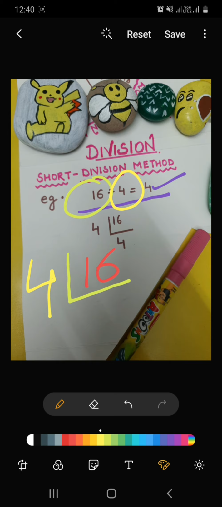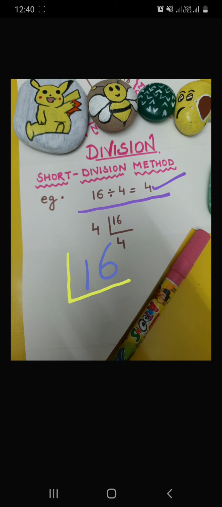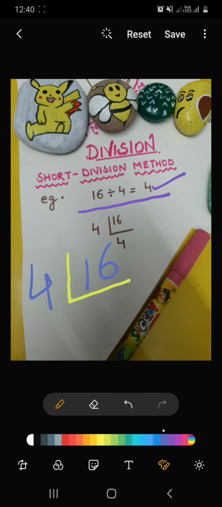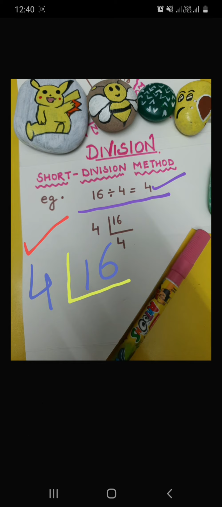And how we got this answer, it is a question. So how we got that answer, 16 we will write here and 4 we will write here. So what we have to do is we have to read the table of this 4 and we have to see how many times in 4 table 16 comes.